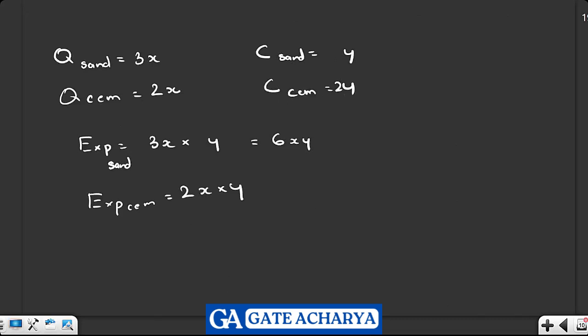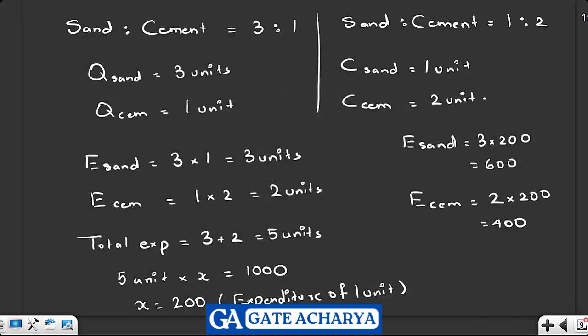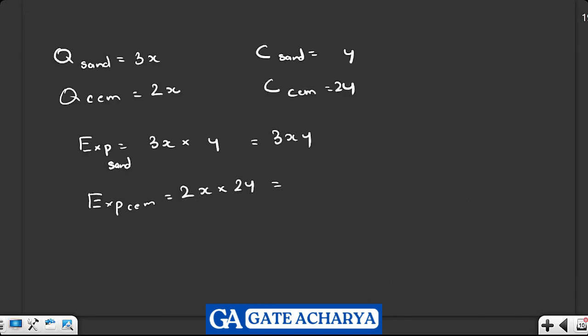Okay. This is 2y, and this works out to be 3xy, and this works out to be... 3 is to, I think so. Somewhere is wrong. This is also wrong. Sorry. Quantity is 3:1. Cement is wrong. Cement is C. 3 is to 1 ratio, 1 is to 2 ratio. I took 3 is to 2 ratio. I made a mistake there.